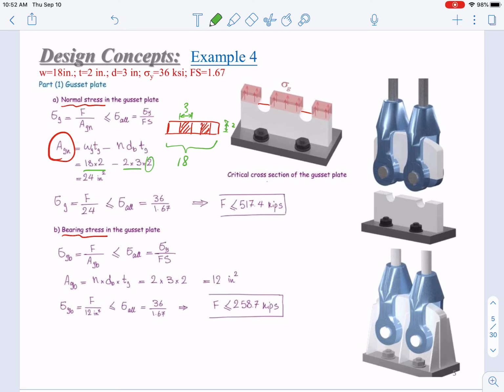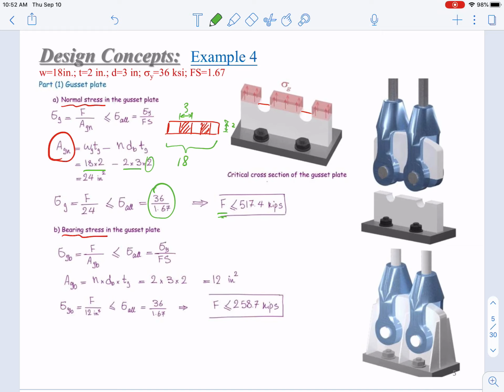Then you just take F over area, you get an expression of the stress, and then compare it with the allowable stress, which is the yield stress over factor of safety. Then you can get an F value. That is 517 kips.